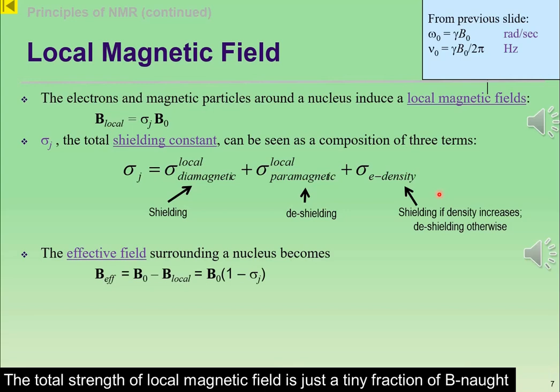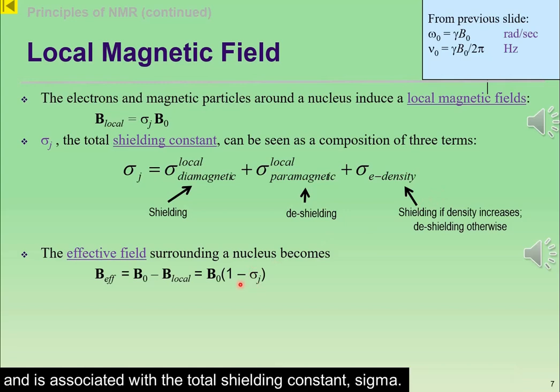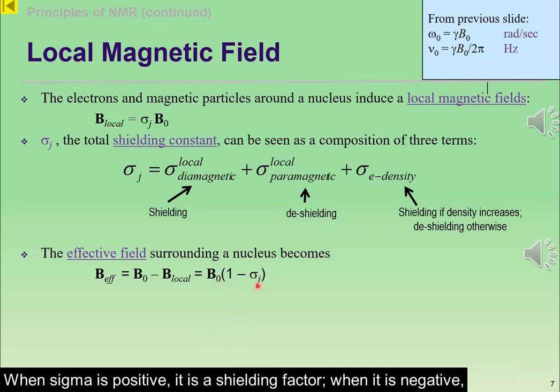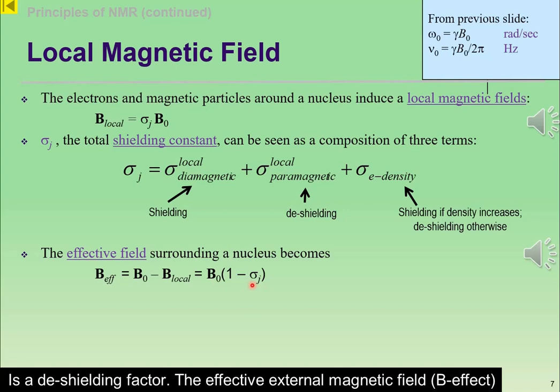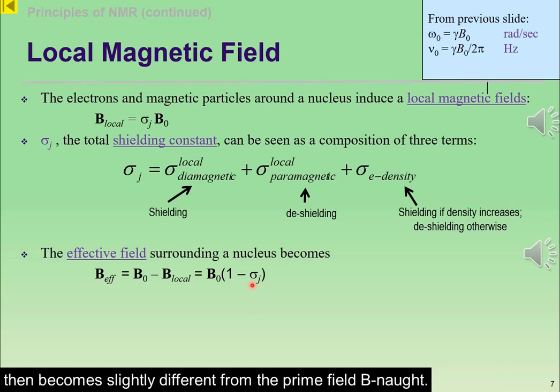The total strength of the local magnetic field is just a tiny fraction of B0 and is associated with the total shielding constant, sigma. When sigma is positive, it is a shielding factor. When it is negative, it is a de-shielding factor. The effective external magnetic field, B effect, then becomes slightly different from the prime field B0.